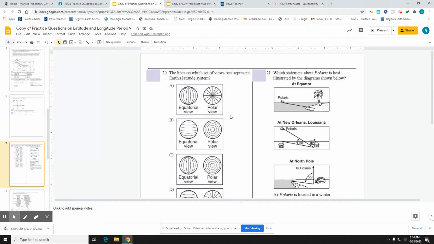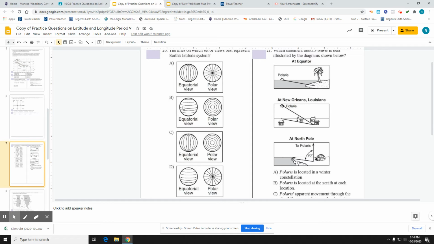Okay. Which set of views best represents the Earth's latitude system? I would go with letter B, because from the side, when we look sideways, we see the lines of latitude going across like this. But when we look from the poles, we see circles.